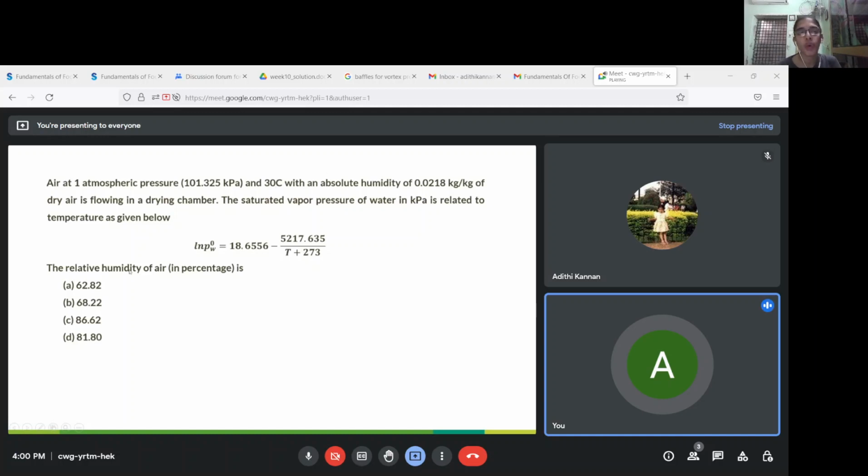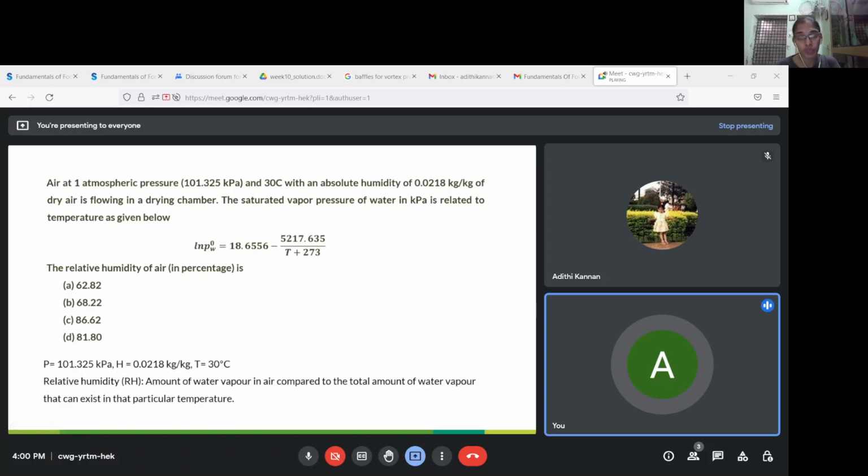So we need to calculate what the relative humidity of the air is in percentage. And four options are given: 62.82, 68.22, 86.62 and 81.80. So we'll figure out how to calculate the relative humidity of the air. We'll look at the given. The total pressure of your system is 1 atmospheric pressure, that is 101.325 kilopascals. The absolute humidity H is 0.0218 kg per kg of dry air. Temperature is 30 degrees Celsius.